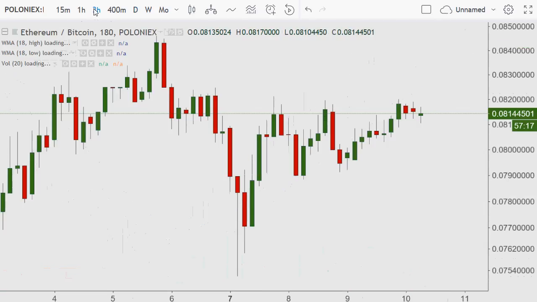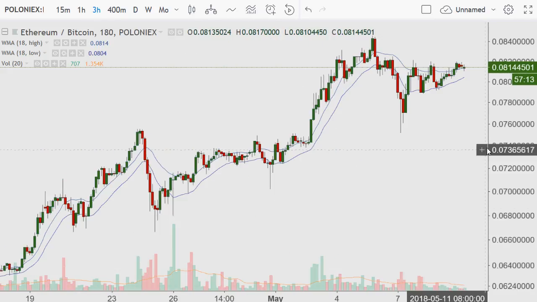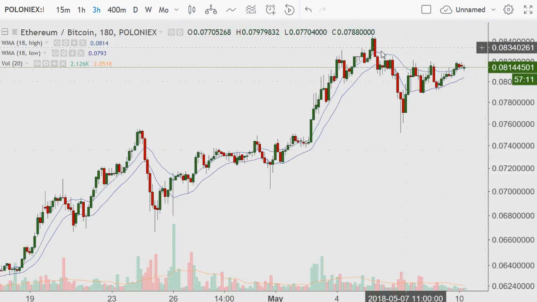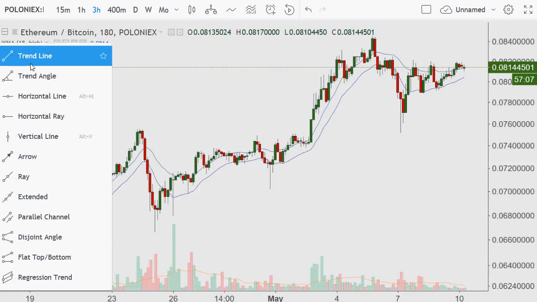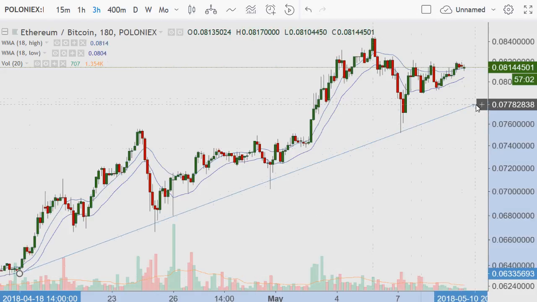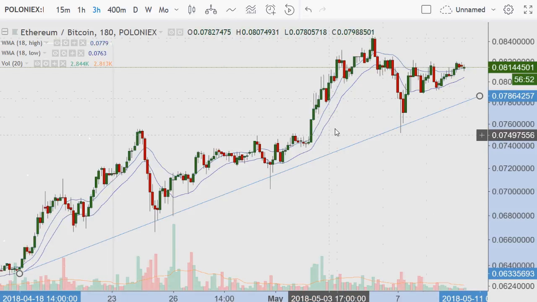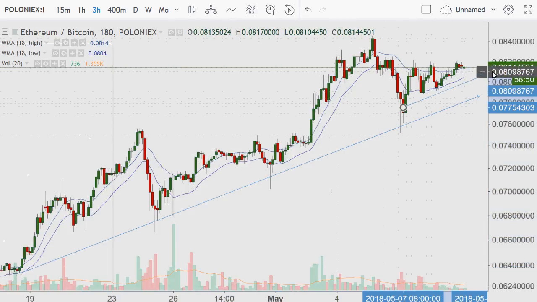3 hour time frame. So what do we see in here? I mean, an uptrend line is so obvious. You can connect these ones so perfectly. You can put even some more in. It's easy to do. Go like this.